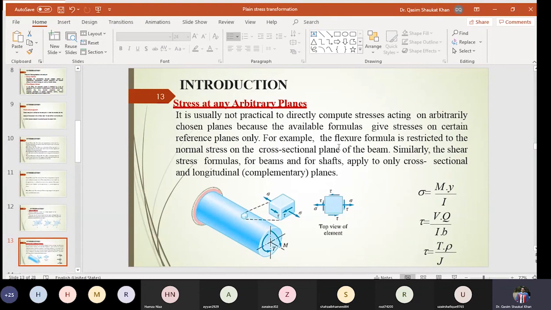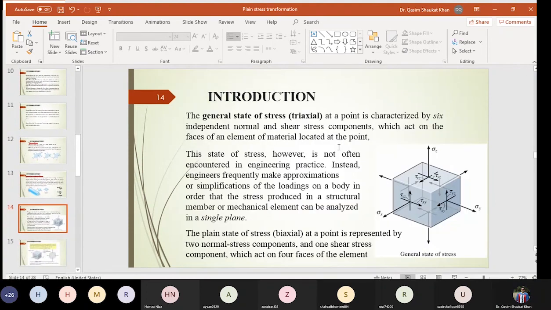The important point I want to make here is that these flexure formulas, the shear formula, or the flexural shear formula are applicable to specific planes. So when we are calculating them, by default we are applying the loads along those planes. Is this point clear? If you have any question, please let me know.